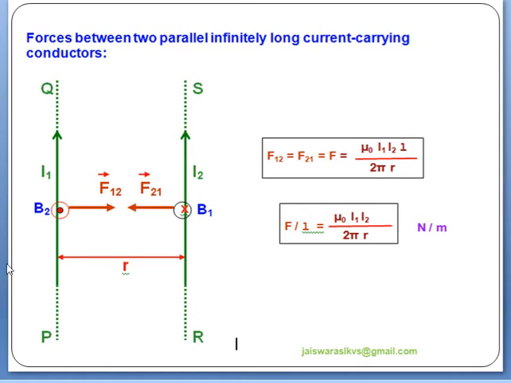Suppose there are two parallel long current carrying conductors, then there will be magnetic force acting between them. So how can you find the direction of magnetic force? By using Fleming's left hand rule, we can find the direction of magnetic force. So when the direction of electric current in both the conductors is same, then what will be the nature of force? The nature of force will be attractive.